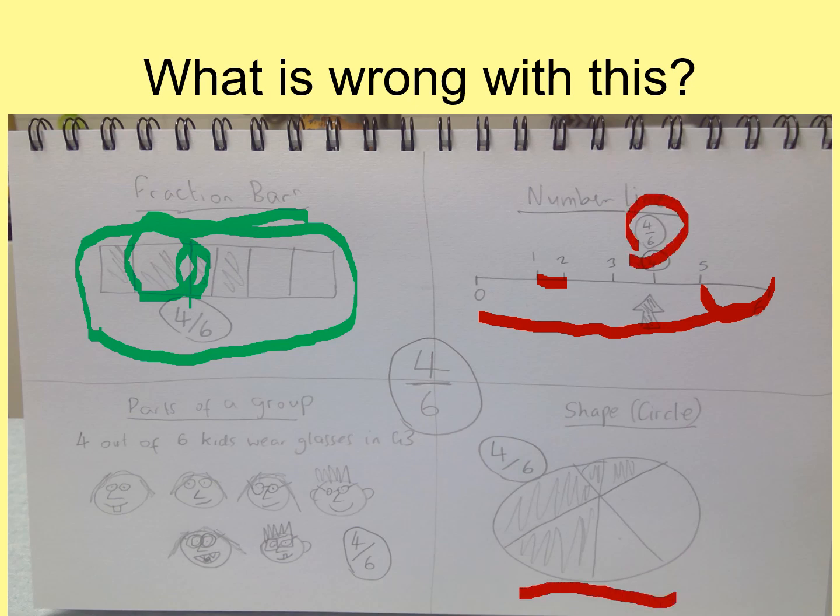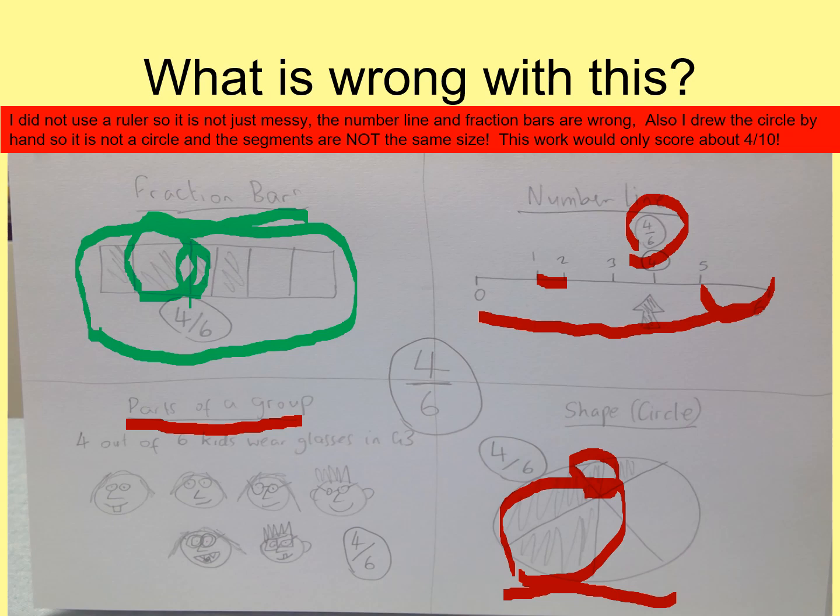This circle, I've drawn it by hand. You cannot draw a circle by hand. It's impossible. No one in the world can do it. And if this was a pizza and you got your 1/6 and someone else got 1/6, oh, I don't think you'll be happy because yours is much smaller than theirs, so it's not an accurate fraction. Finally, parts of a group. 4 out of 6 kids wear glasses in grade 3. There's nothing really wrong with this. I know it's not true and the drawing isn't great, but otherwise it's okay. So these are the problems, and this work would score about 4 out of 10 because it's not great. So I'll give that 40%. Can you do better than that?